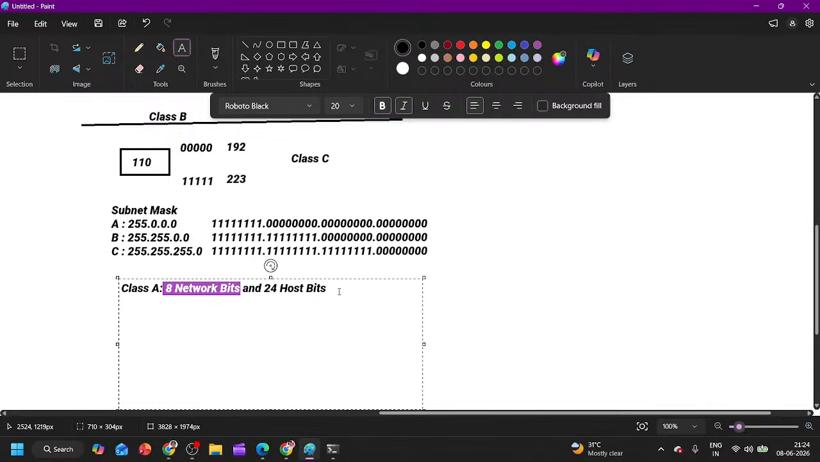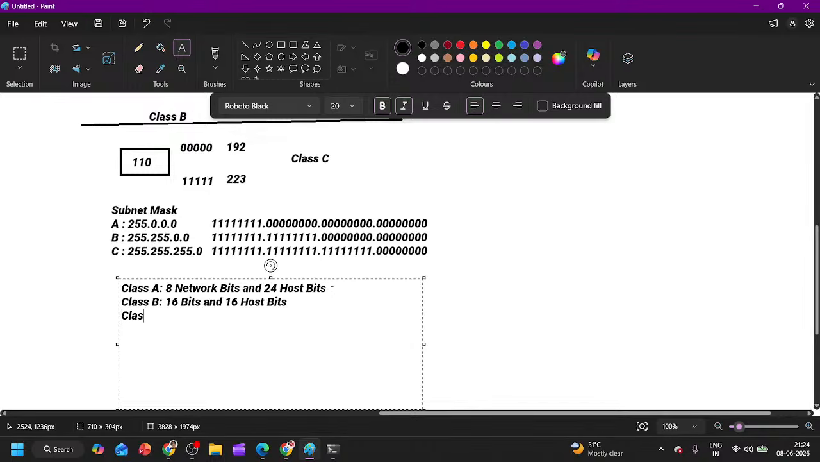But in class A, we cannot design 2 power 8 networks even though we have 8 network bits. Out of 8, 1 is fixed, that is 0. So in the subnet mask it looks like all the bits are 1, but actually the first bit is 0 and the rest 7 bits are 1. You actually have only 7 network bits in class A if you consider the classification. And in class B, we have 16 network bits and 16 host bits, equally.